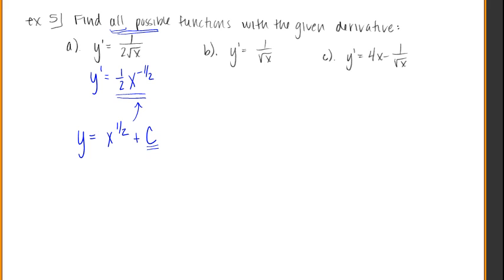That c is going to represent all the other potentials. No matter what, it's got to have x to the 1/2. It could be x to the 1/2 plus 1 or x to the 1/2 minus 10. Throughout the derivative steps, that minus 10, that plus 1, is always going to go to 0. Okay, so here's the answer for part A. Let's go to part B.